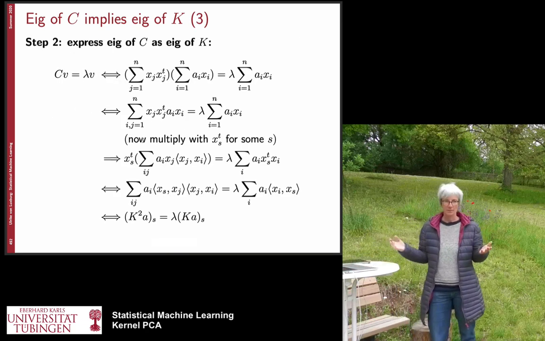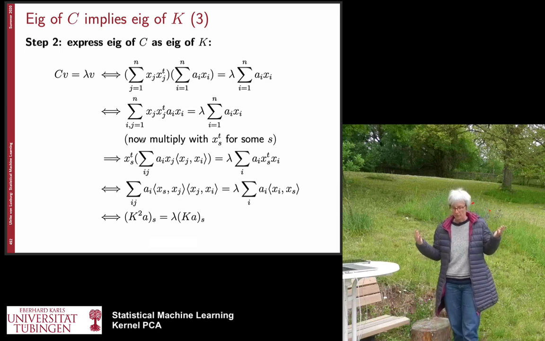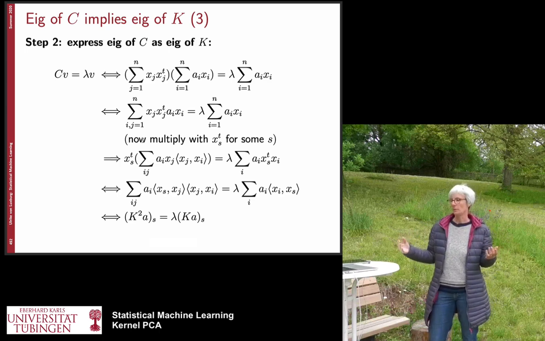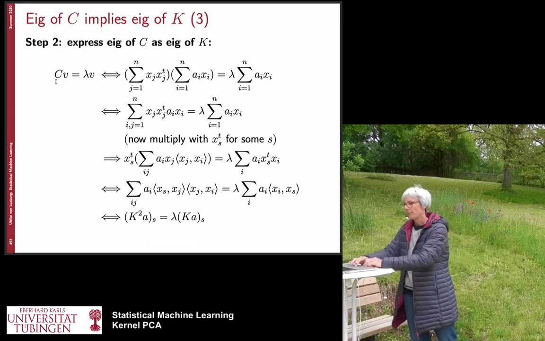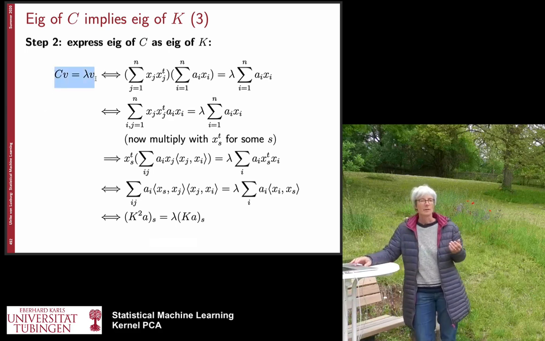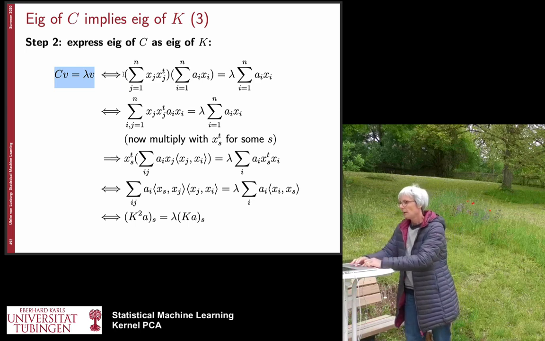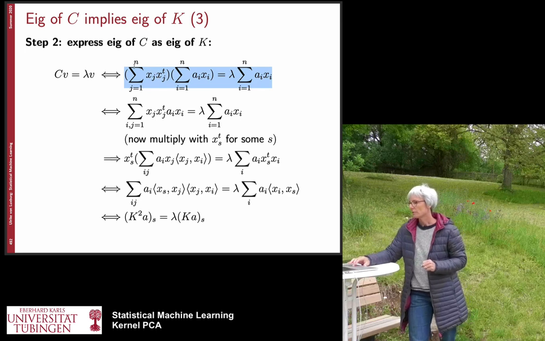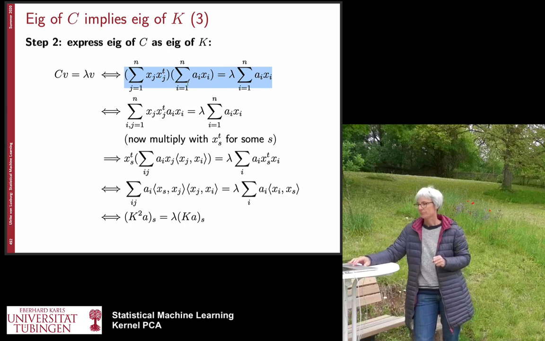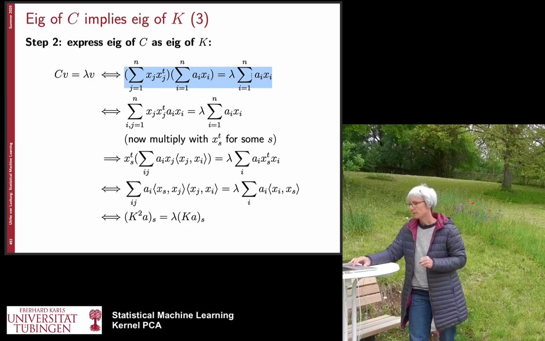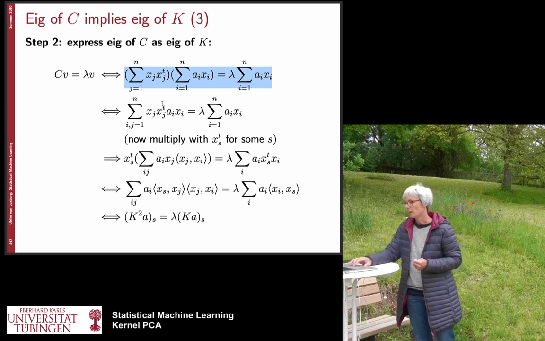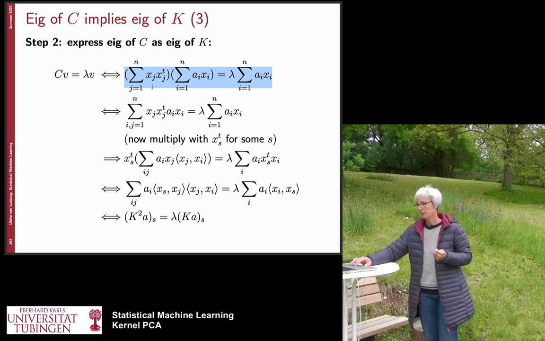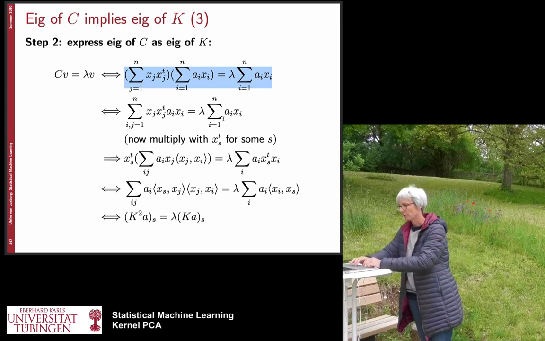Now the second step is we want to express the eigenvectors of the covariance matrix with those of the kernel matrix. Let's see how this works. Again, we start with the eigenvalue equation for the covariance matrix. We plug in all the definitions: the definition of the covariance matrix, and the definition of this vector v, here and here again. Now we do various transforms. Here we simply take out the sums and exploit linearity. Essentially this is easy.